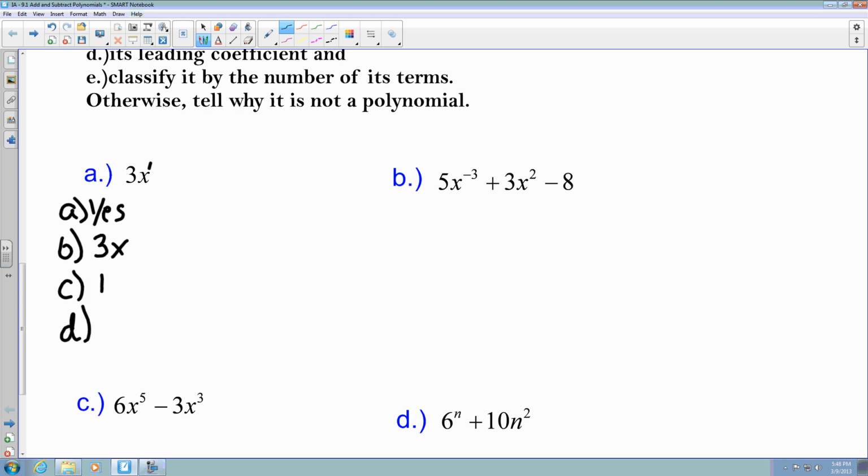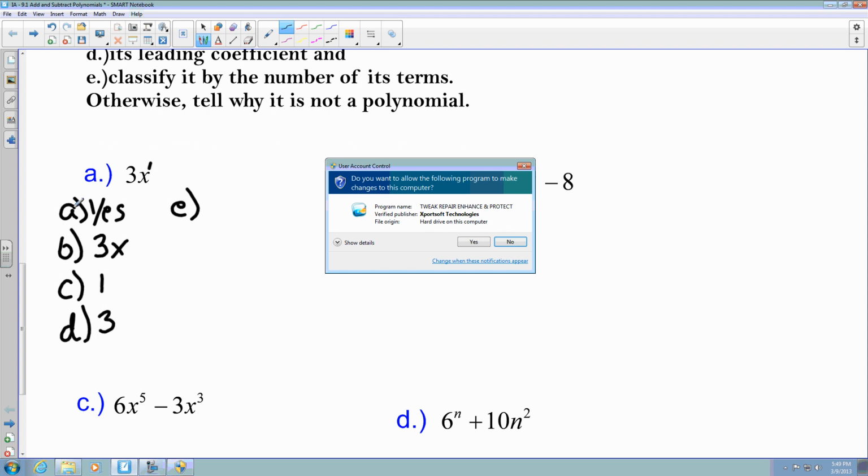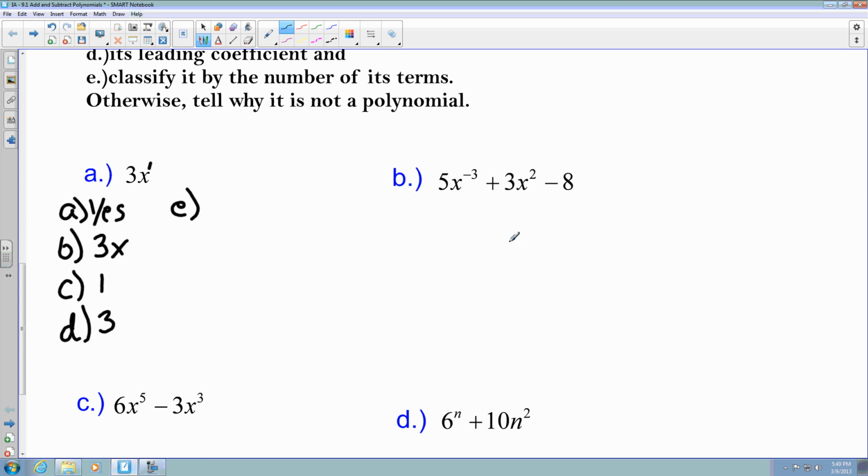D, they want us to tell them what the lead coefficient is, and that lead coefficient would be the number 3 because it's the largest degree that's attached to that variable for that number. And then for E, they want us to classify it by its terms. Well, since it's just one number and one term, I can say that this is a 1-degree polynomial, or monomial, I'm sorry.